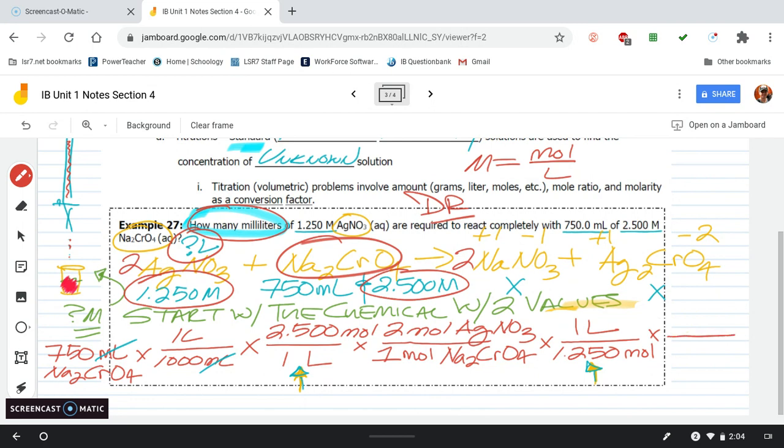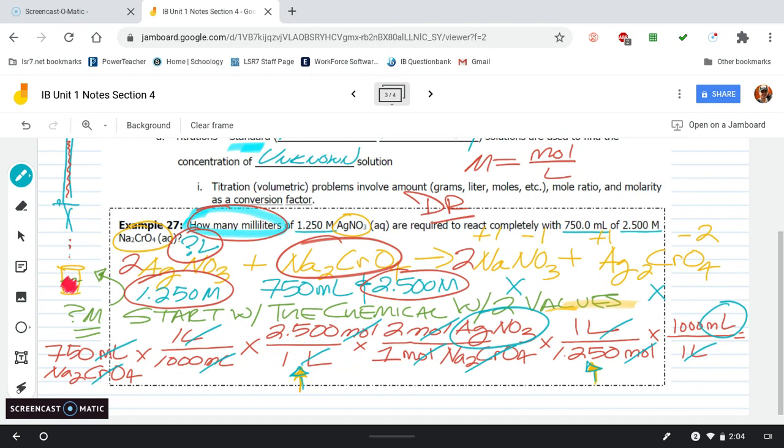So let's finish it up and convert into milliliters. Really easy. It takes 1,000 milliliters for every 1 liter. And then you have to check your units. Liters have canceled. Moles have canceled. Moles have canceled again. Our starting chemical is canceled. Liters have canceled. We have milliliters left and silver nitrate. Those are the things that we want. So now we can run it through and we can get an answer.